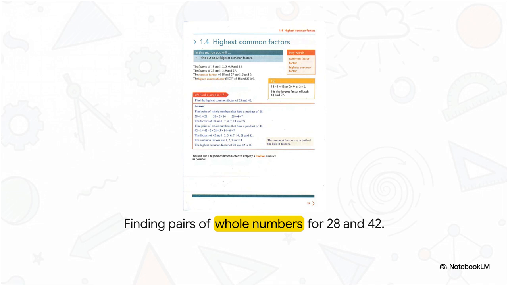By just listing these factors out like this, we can easily spot the numbers that pop up in both lists. And the highest number that they share? It's 14. That right there is our highest common factor. It's systematic, it's clean, and it literally removes all the guesswork.